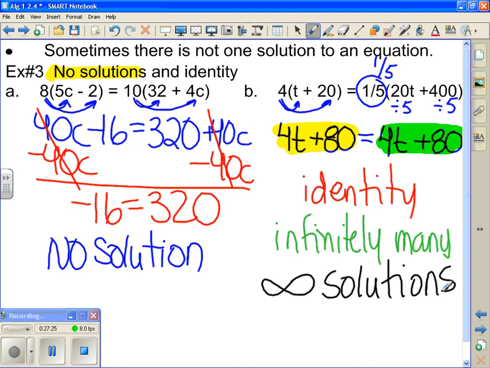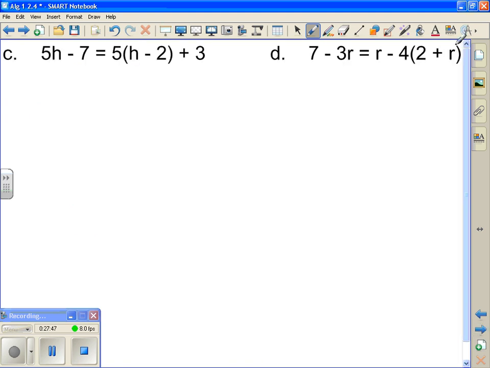All right, we're going to do our last slide coming up. There's 2 problems here. I'd like you to take time to work out both of them. One of them is no solution, and the other one is the identity. It is your job to figure out which one is which. We're going to flip now. All right, so please do C and D. Since you now have 2 problems to solve, I will give you 3 minutes to solve these 2.